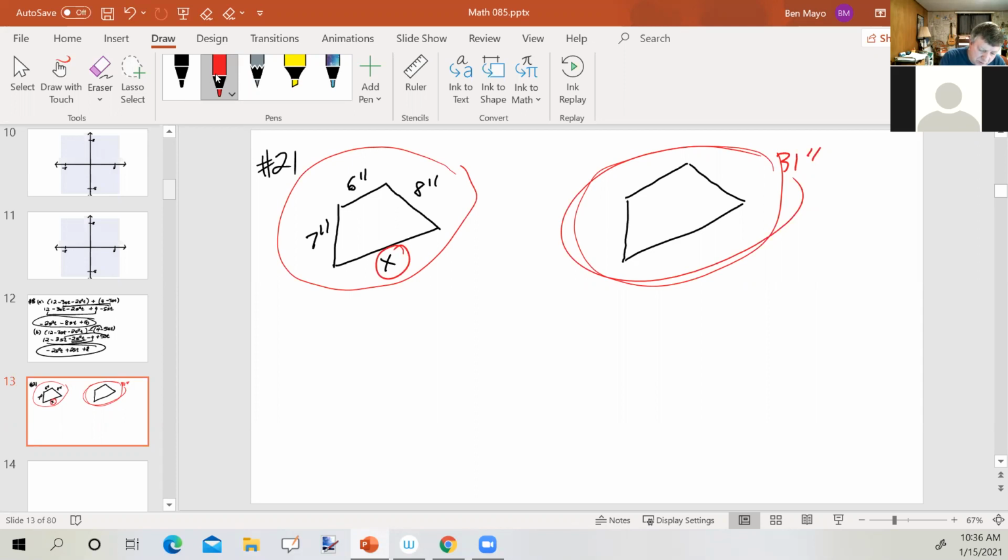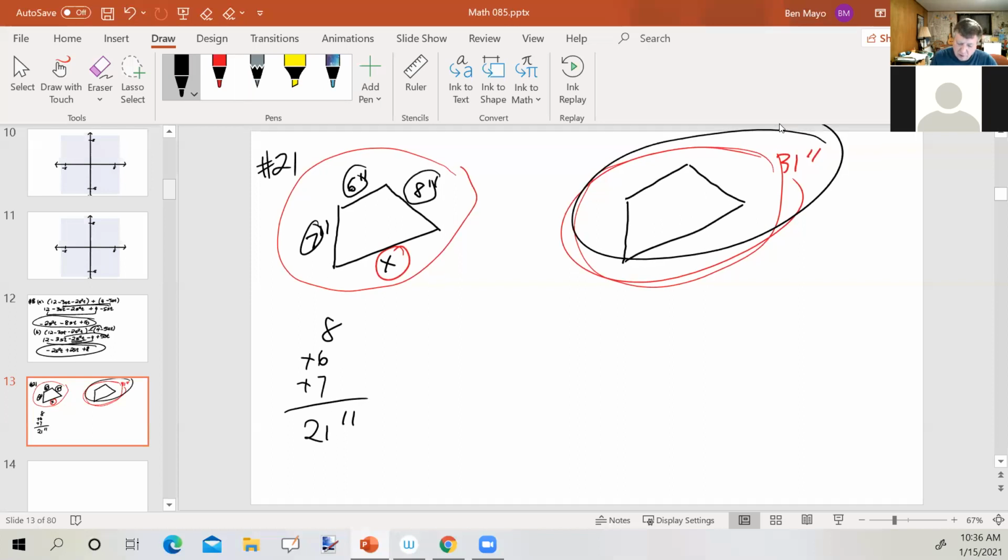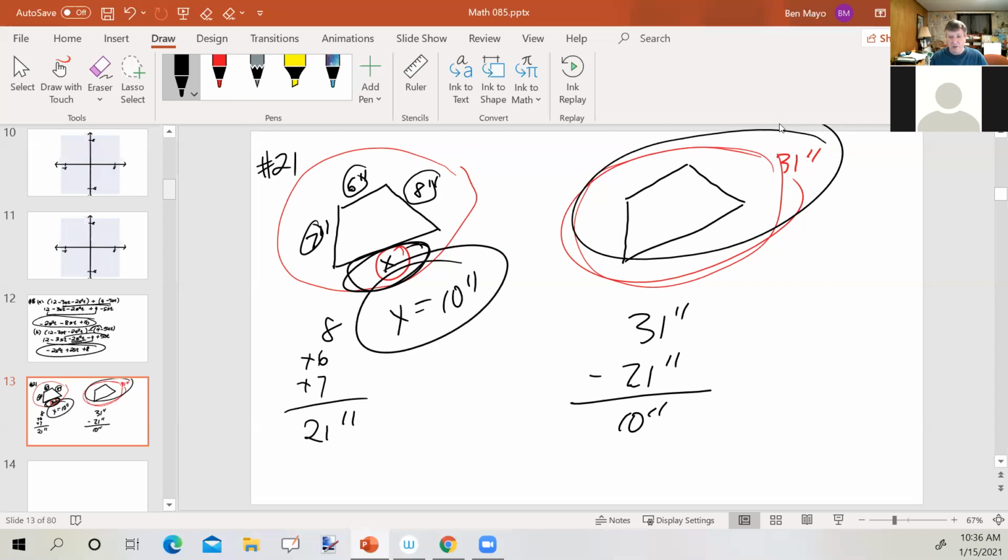Well, the first thing I'm going to do is add up the pieces that I know. So 8 plus 6 plus 7 is what, 21 inches. Okay. But the whole thing is 31 inches. So how am I going to find that missing piece? I'm going to take the whole thing minus all of the pieces that I know except one. So the remainder is going to be 10 inches. Do you have any questions about this example?